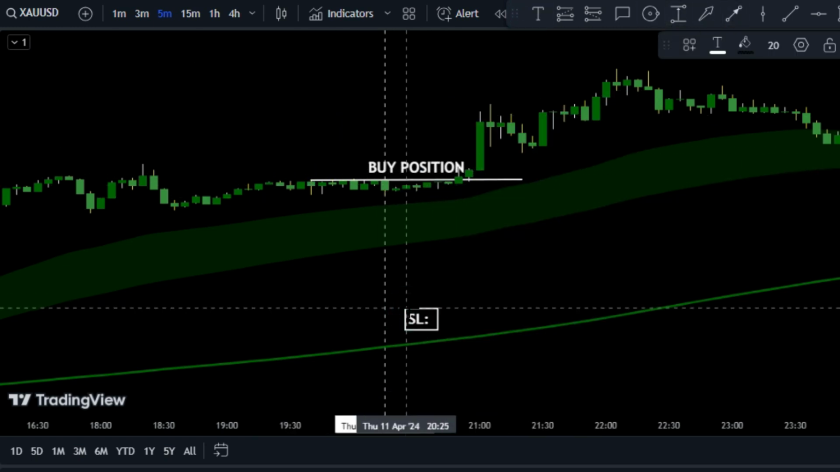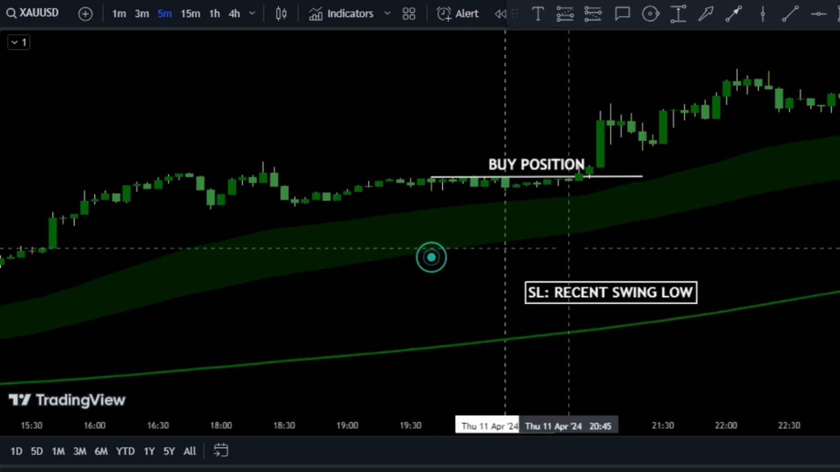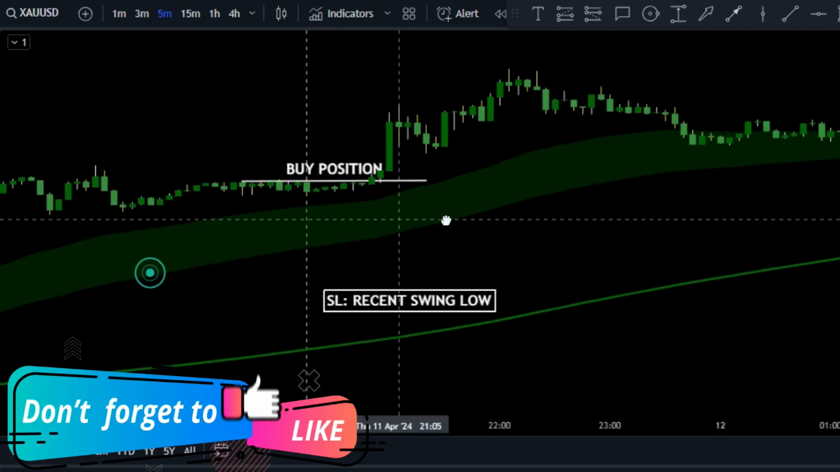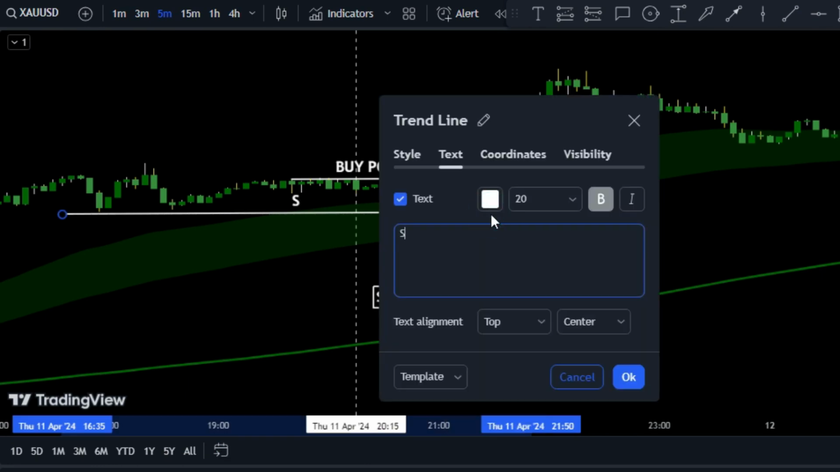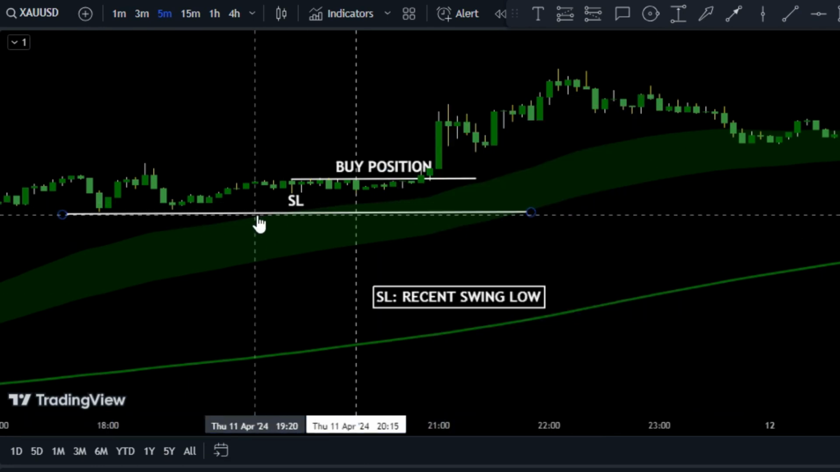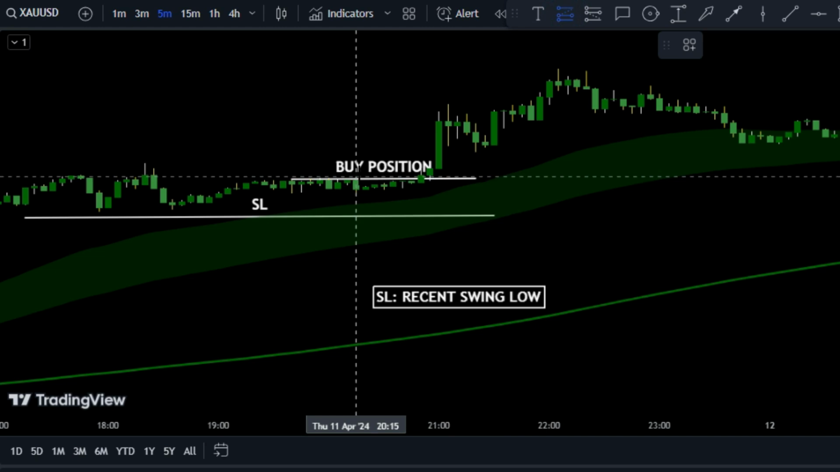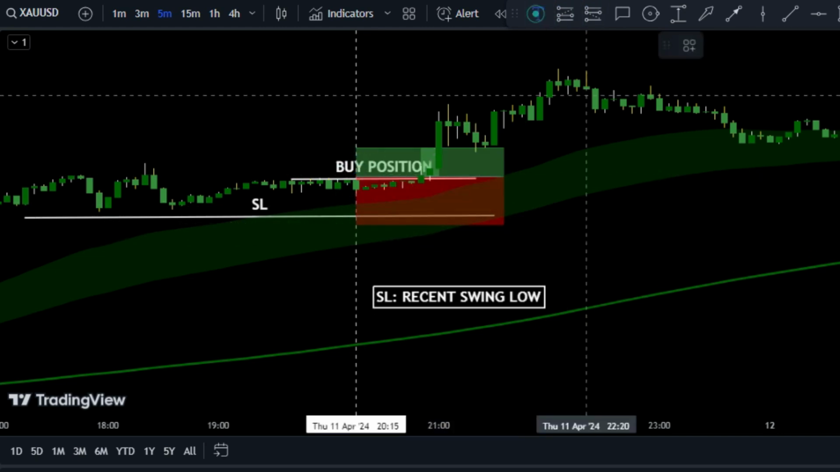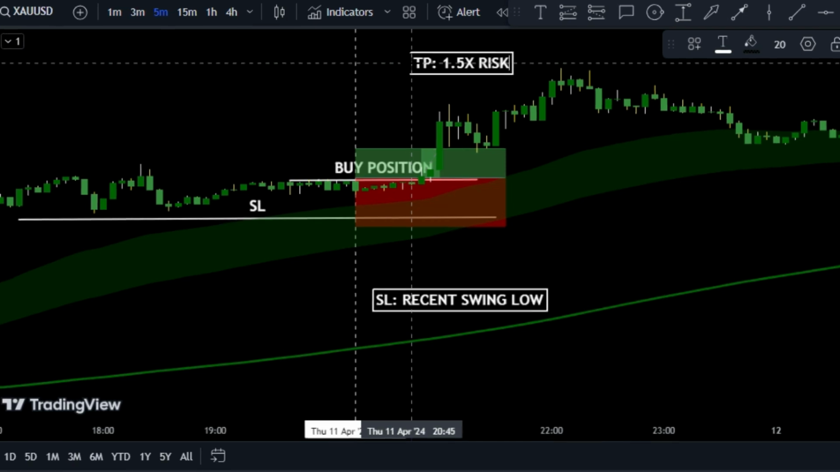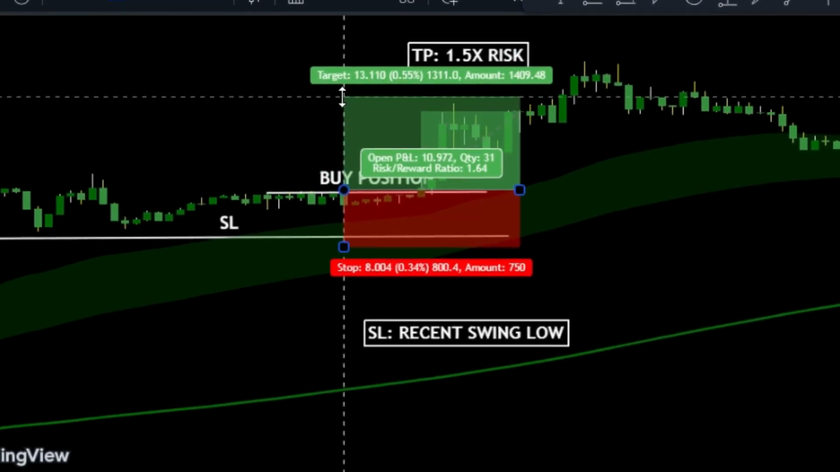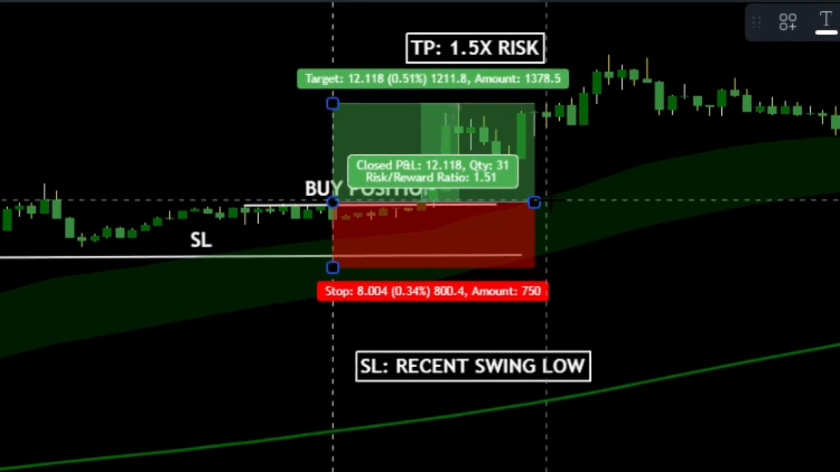But always remember the golden rule of trading, managing your risk. Set a stop loss just below the market's recent swing low to minimize potential losses. And to maximize your profits, set your trade target at 1.5 times the distance between the entry price and the stop loss level. This way, you're striking a balance between risk and reward.